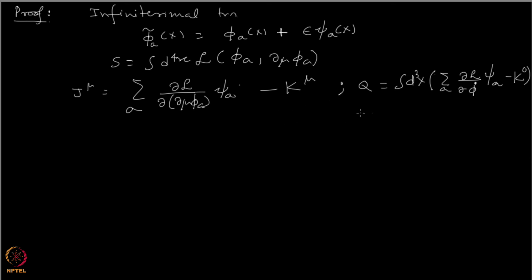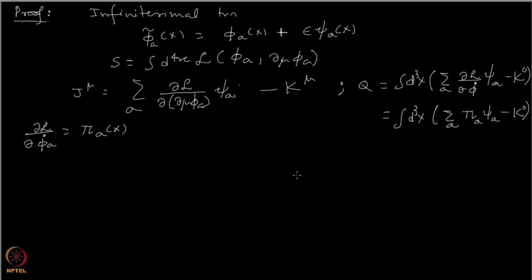Now, recall that del L over del phi dot a is pi a of x, where pi is the momentum density, which says that I can write q as the integral d cube x, summation over a, pi a psi a minus k 0.